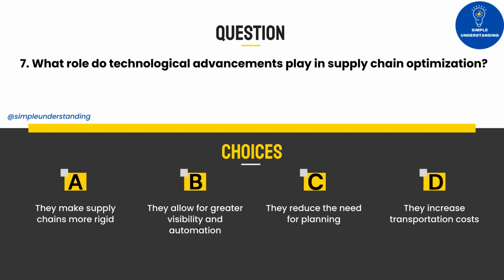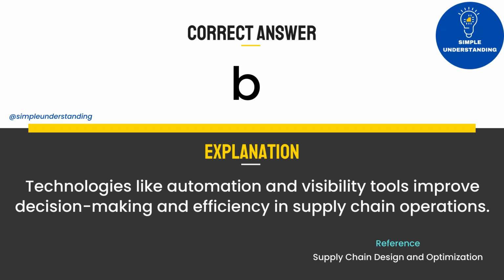7. What role do technological advancements play in supply chain optimization? A. They make supply chains more rigid. B. They allow for greater visibility and automation. C. They reduce the need for planning. D. They increase transportation costs. Correct answer B. Explanation: Technologies like automation and visibility tools improve decision-making and efficiency in supply chain operations.